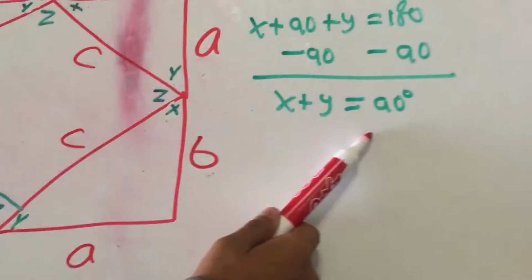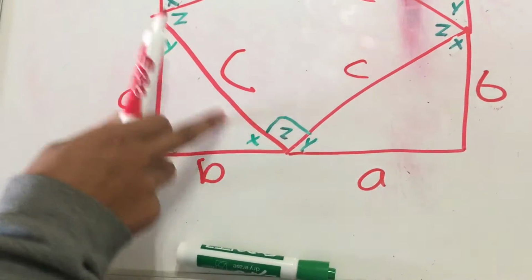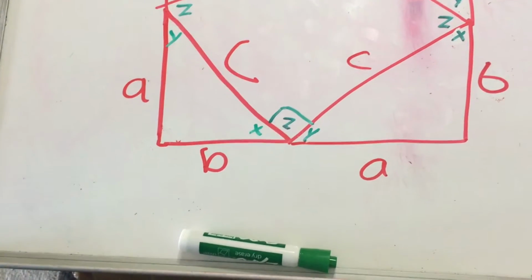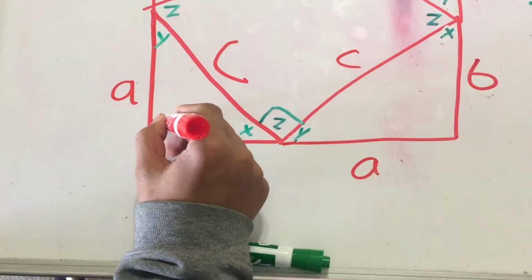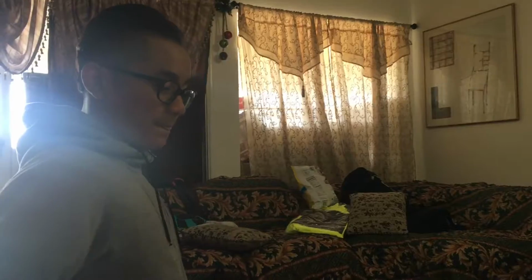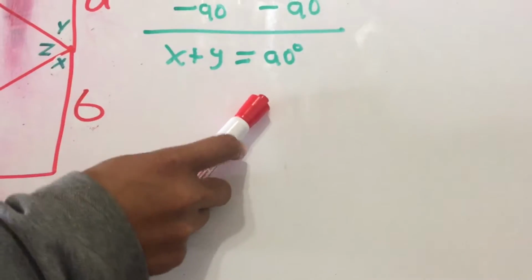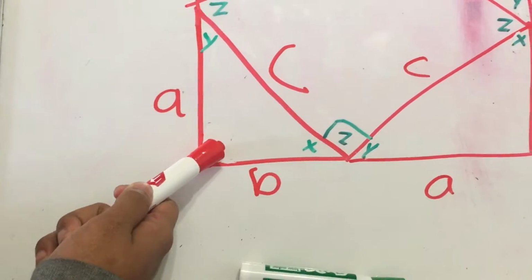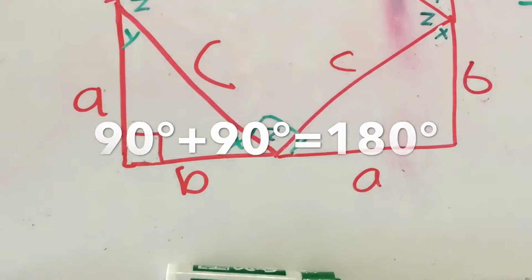x plus y equals 90, and x and y here. That means these two angles add up to 90, and that means the third angle has to add up to 180. So now we know that this angle equals 90 degrees. Now that we know x plus y equals 90 degrees, and all three angles in a triangle have to equal 180 degrees, and 90 plus another 90 is 180 degrees.